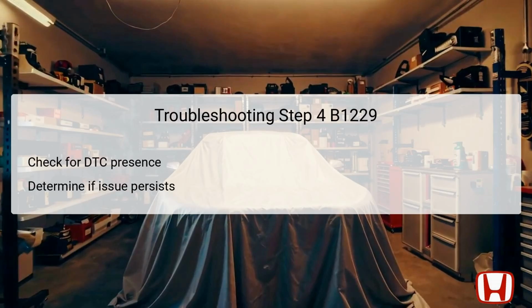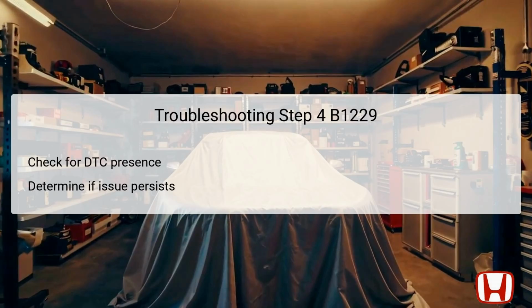The fourth step requires checking for the presence of diagnostic trouble codes, DTCs, after completing the self-diagnostic function. At this point, it is vital to determine if DTC B1229 or the E and auto indicators are still being displayed. If the DTC remains present, this indicates an ongoing issue with the sunlight sensor circuit, and technicians should proceed to the next steps in the diagnostic process.